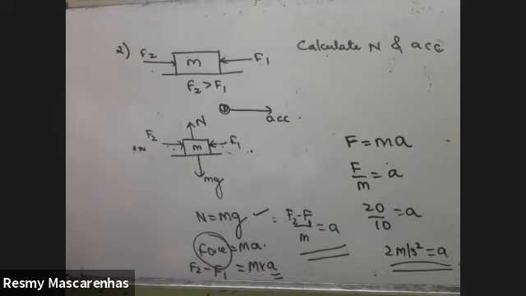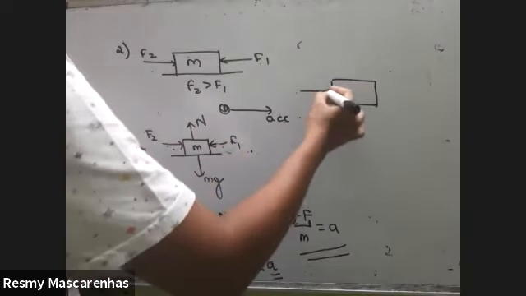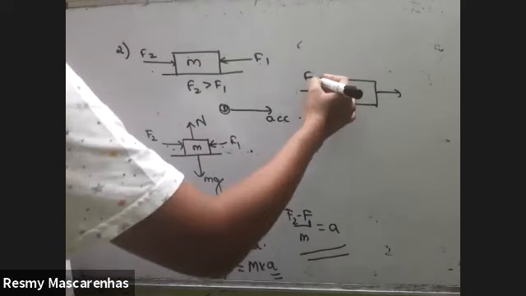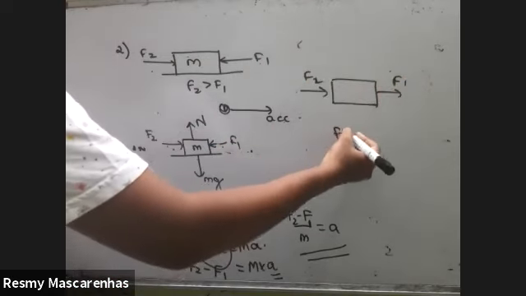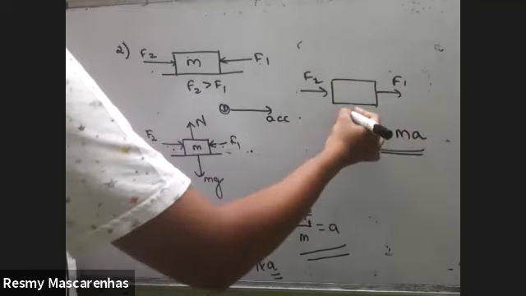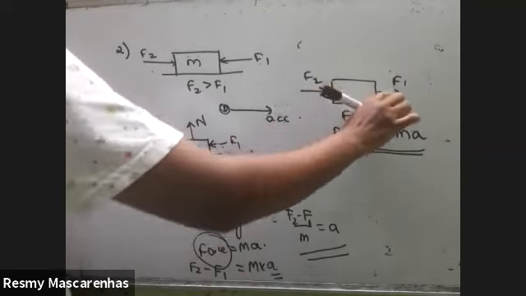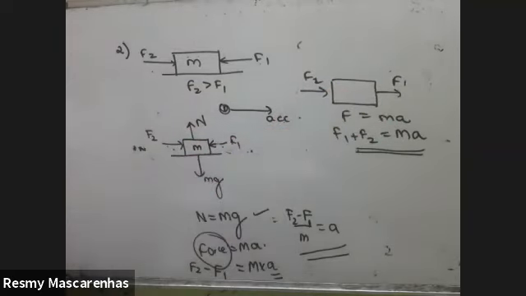Now, if they were in the same direction, then force is mass into acceleration. So total force is what? Addition of both, because they are both in the same direction. If they are in opposite directions, then you have to minus. Any doubt related to this? Then ask.